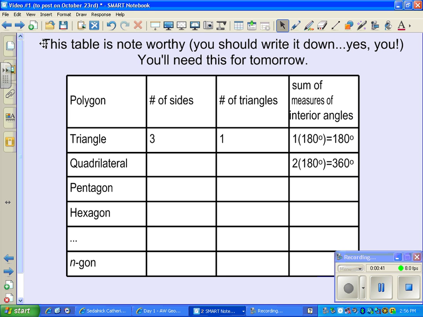Go ahead and take a few minutes, pause the video, and write down this table. As soon as you're finished, go ahead and resume the video and we'll move on. You'll need it for tomorrow, by the way.